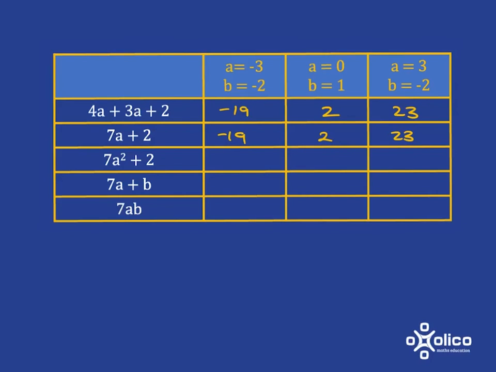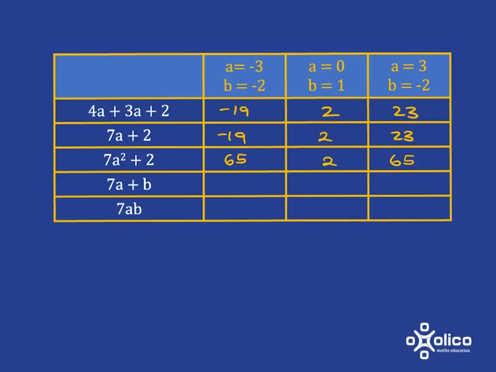For 7a squared plus 2, I have to take 7, and then I've got to take negative 3 and square it. Negative 3 squared is negative 3 times negative 3, which is 9. 9 sevens are 63, plus 2 gives me 65. And again, we'll work out the other two in a similar way, and there are the answers.